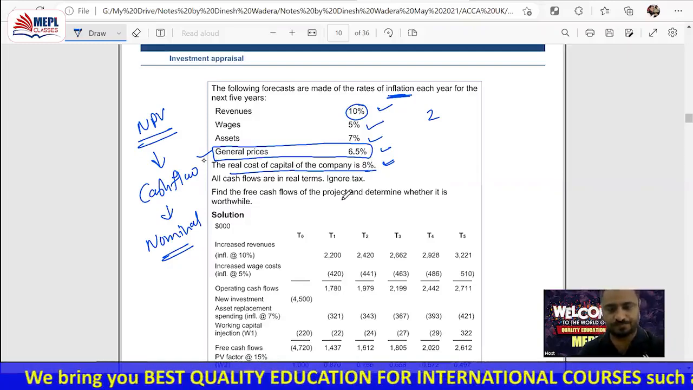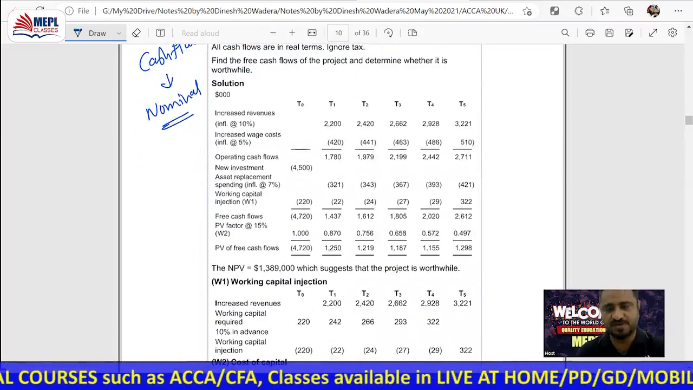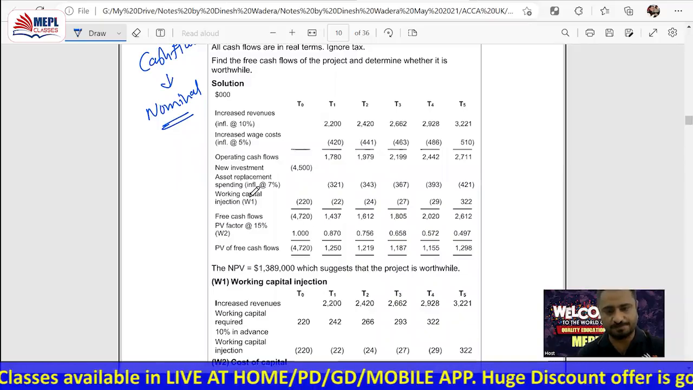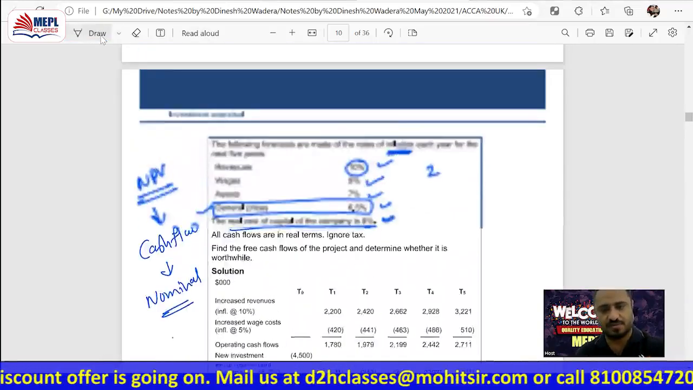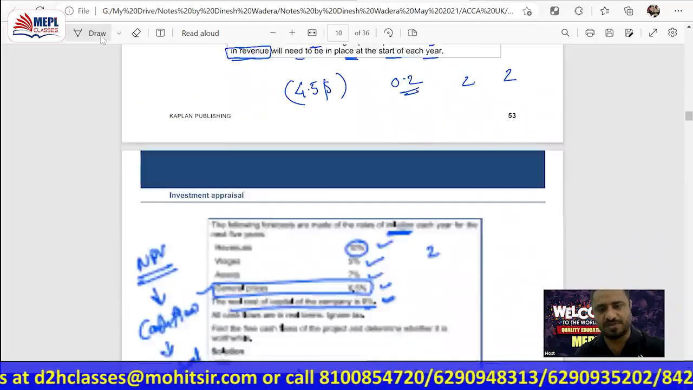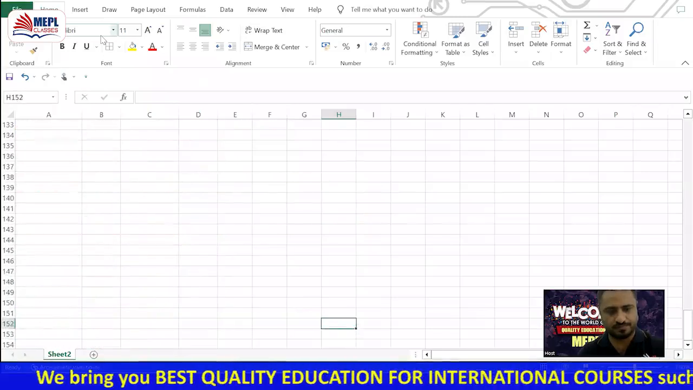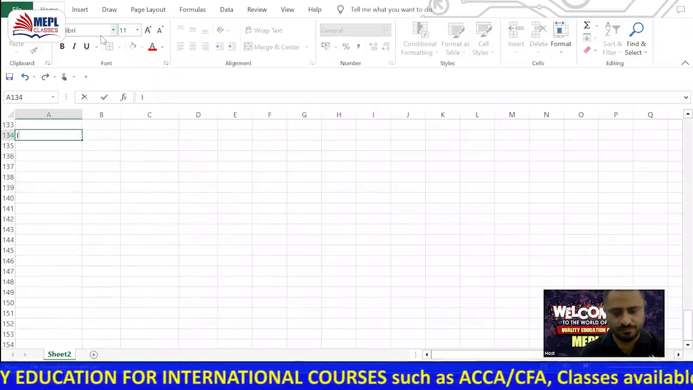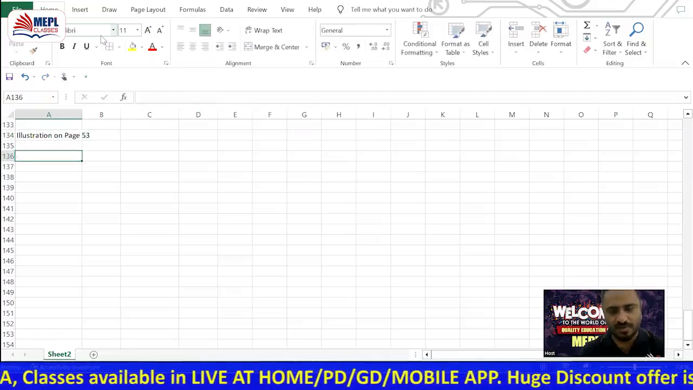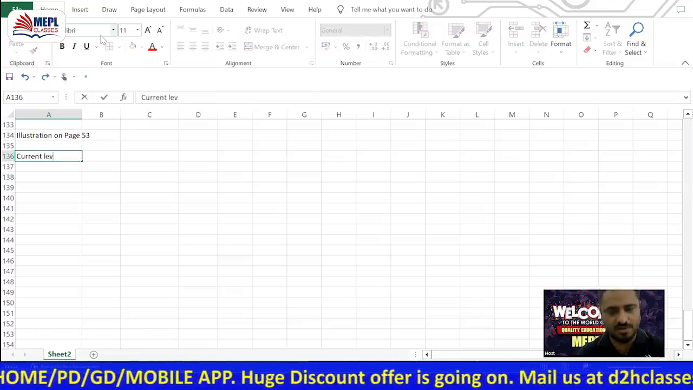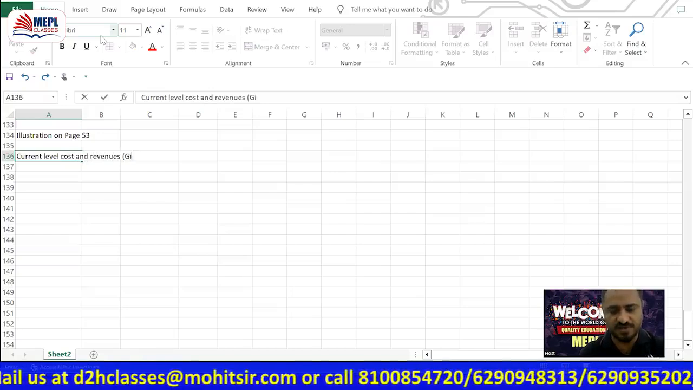So, first we will derive the cash flow. It has been given here, similar working we will be doing. So this is the illustration on page number 53 as per my notes. Current level cost and revenues. This is given to us, right?